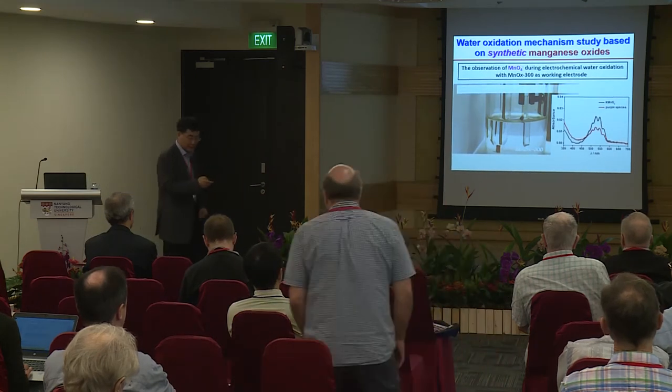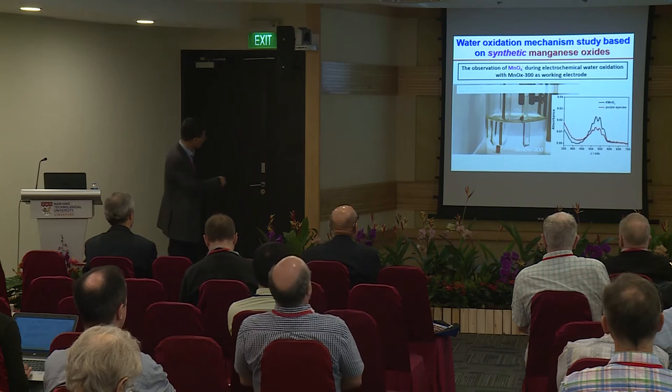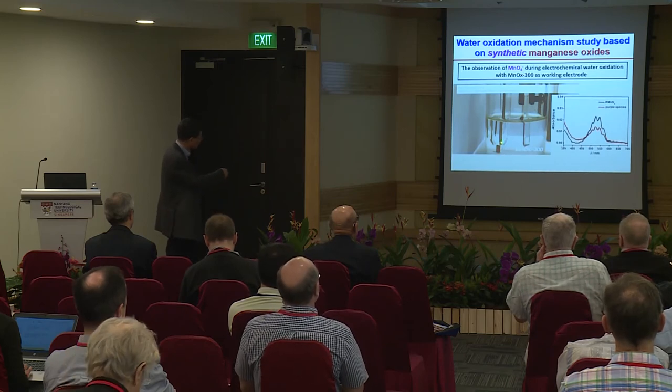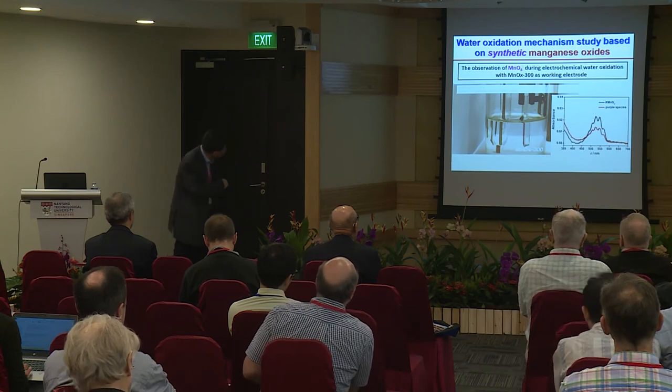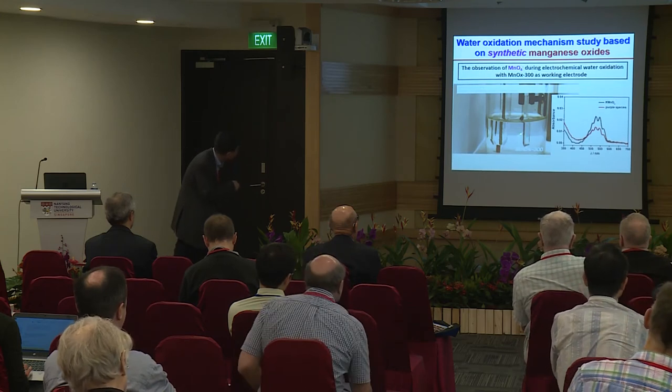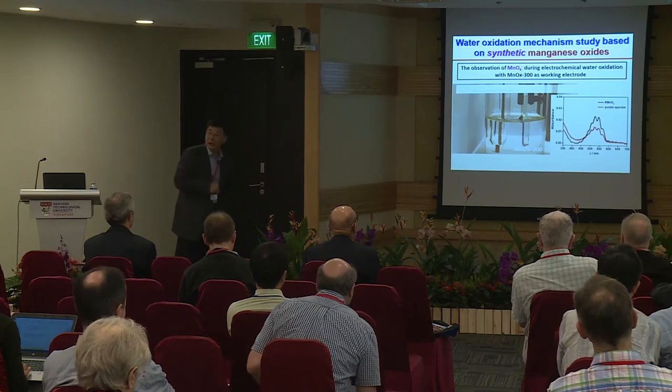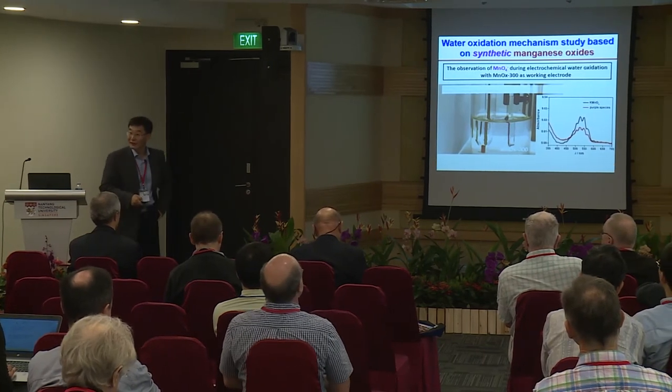Three electrodes are set up. You have a working electrode with manganese oxide, and platinum. The bubble here is hydrogen, and here the bubble is oxygen. You do see little colors in here, yeah? And this purple color is what?